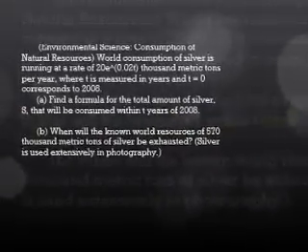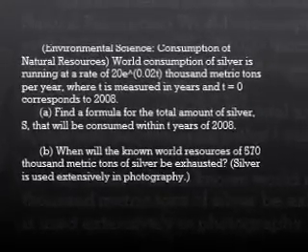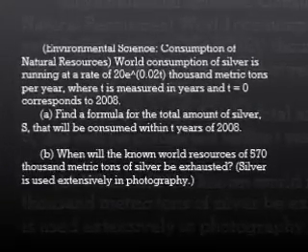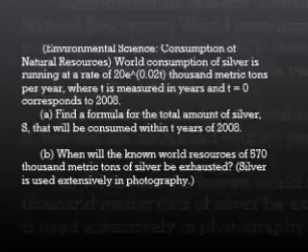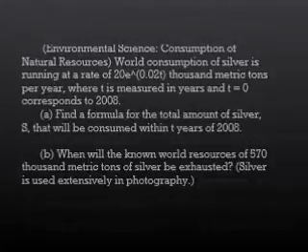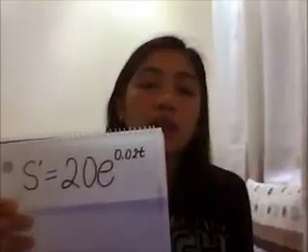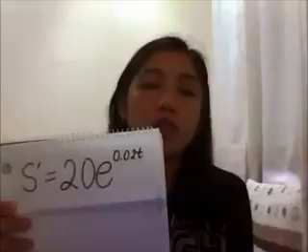World consumption of silver is running at a rate of 20e^(0.02t) thousand metric tons per year, where t is measured in years and t equals 0 corresponds to 2008. Find the formula for the total amount of silver, S, that will be consumed in t years after 2008. When will the known world resources of 570,000 metric tons of silver be exhausted? From the problem, the rate of silver consumption is represented by S' = 20e^(0.02t).